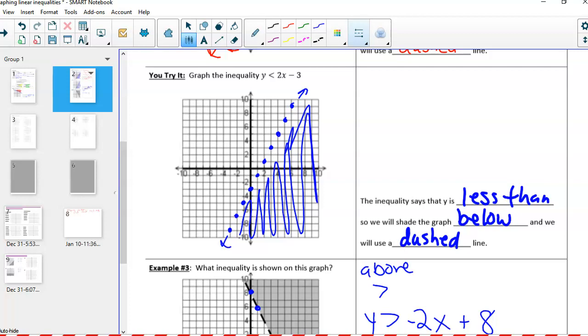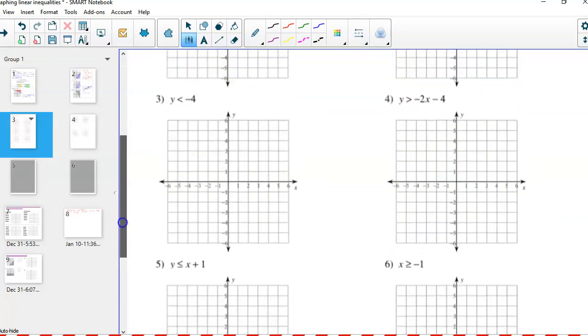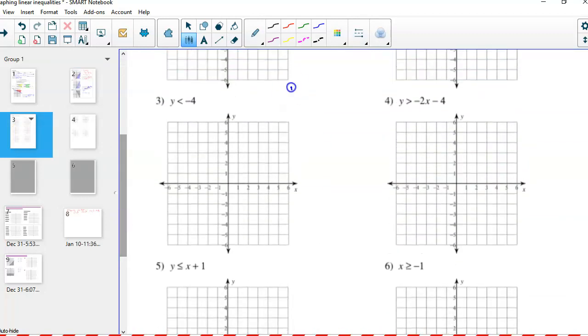I just want to go over 3 and 6, and we'll go over the others later. For 3 and 6, you have to remember your buckets. For number 3, would this be horizontal or vertical? Horizontal. Would this be a dashed or a solid line? Dashed. So at -4, this would be a dashed line. And then would this be shaded above or below? Below.